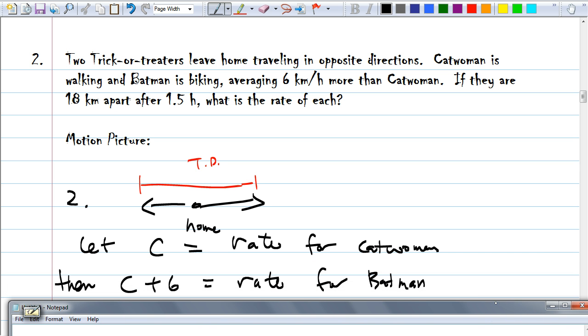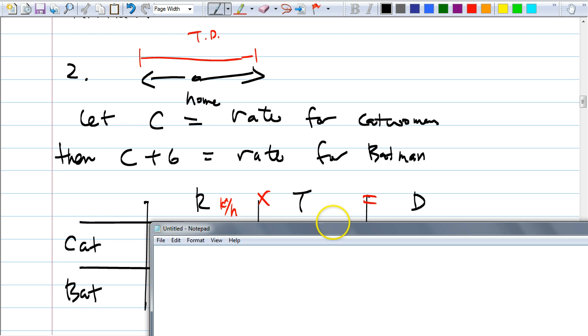Isn't that what it says? The rate at which the Batman was going is 6 kilometers faster than Catwoman, right? Remember, with more than, you've got to switch the order around. So you get C plus 6 for the rate of the Batman. Can we fill in the chart? Yeah. Go ahead, everybody fill in the chart. Alright, so here's part of it.